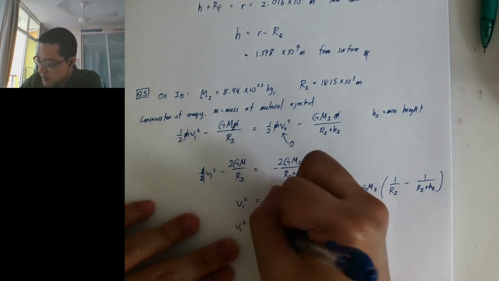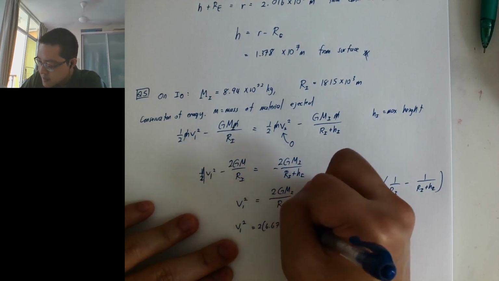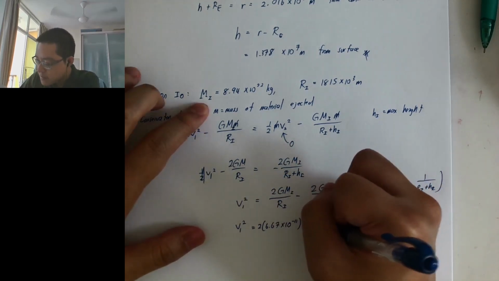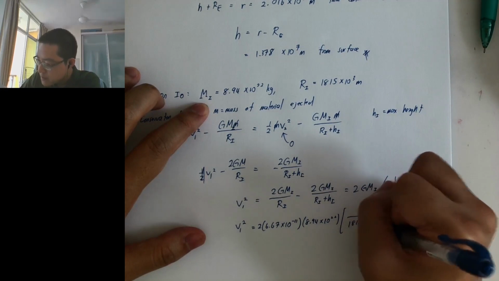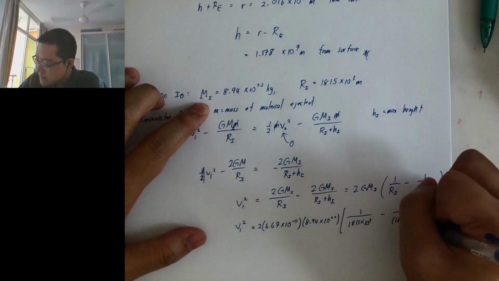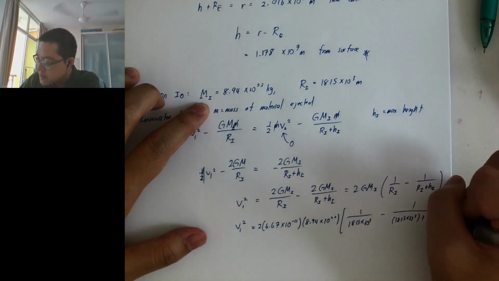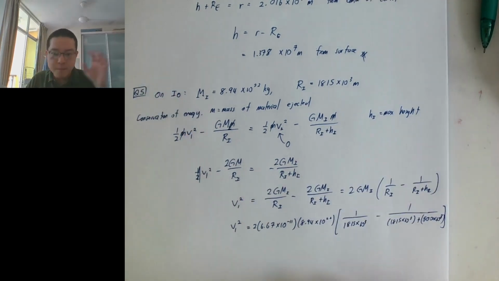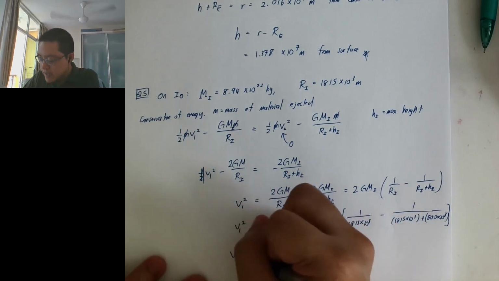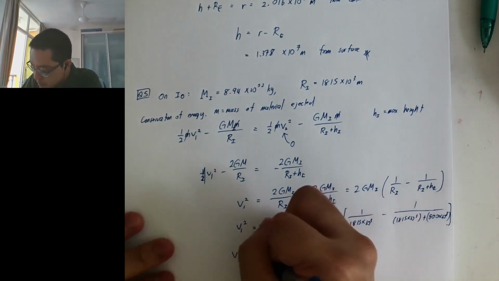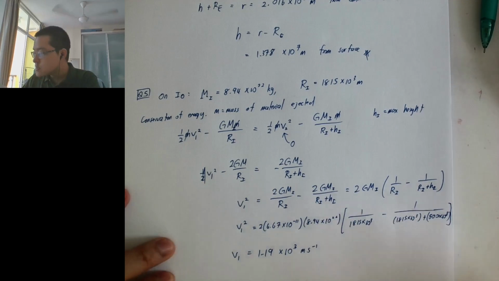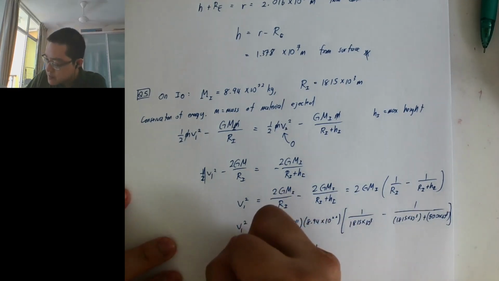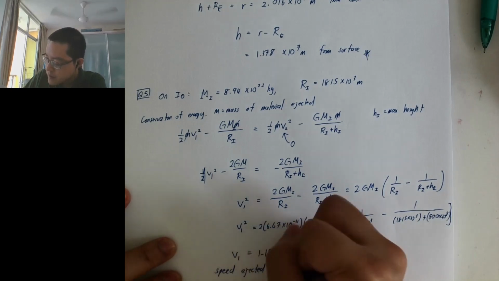So for v initial squared, just put in the numbers: 6.67 times 10 to the minus 11. The mass of Io is 8.94 times 10 to the 22, and the radius of Io is 1815 times 10 to the power 3, and this is 1815 times 10 to the power 3 plus 500 kilometers, so 500 times 10 to the power 3. It's a whole mass of numbers, but if you calculate everything carefully, you can get the initial speed to be 1.19 times 10 to the power 3 meters per second. This is the initial speed ejected from the volcano.